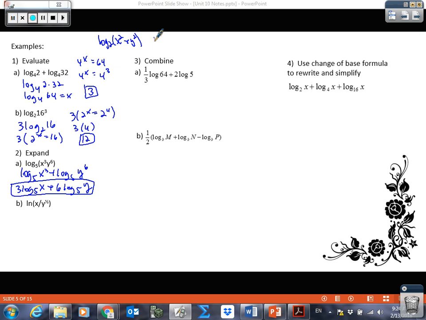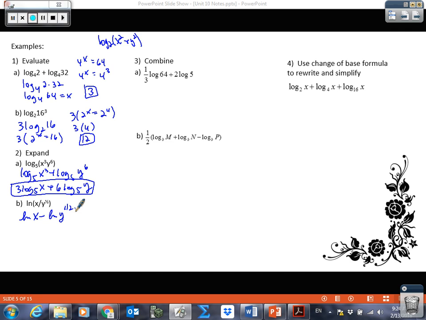That's not a thing. There's no power. I mean, it's to the first power, right? I could bring a 1 down, but that doesn't really do anything. So I don't have multiplication. I don't have division. I don't have the whole argument to a power. There is nothing I can do to expand that. So it's really important for us to recognize when we can expand things and when we can't. Okay? So let's look at this last expansion one over here. I've got some division going on, so I would do that first. So natural log of x minus natural log of y to the 1/2.